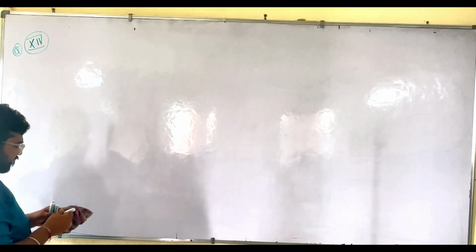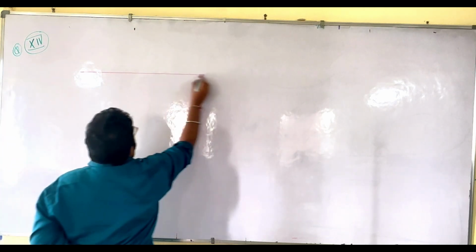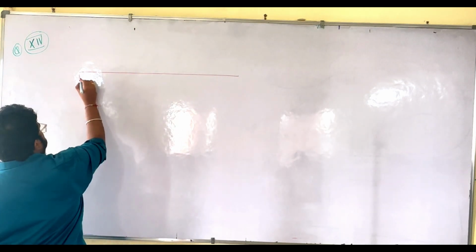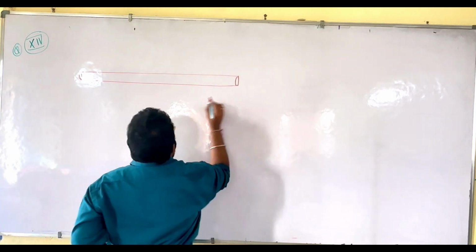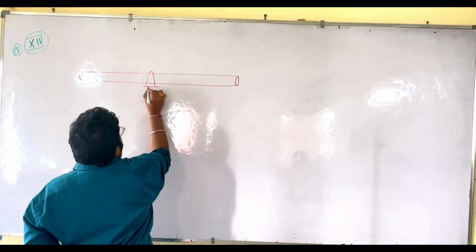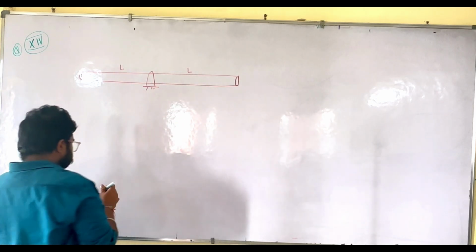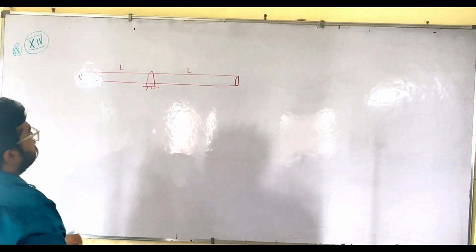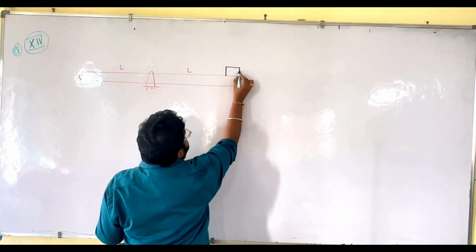See this, you need to answer this question. It's a rod. It's a rod. Here it is pivoted. Pivoted in the middle. This is L. Here the point mass is placed.